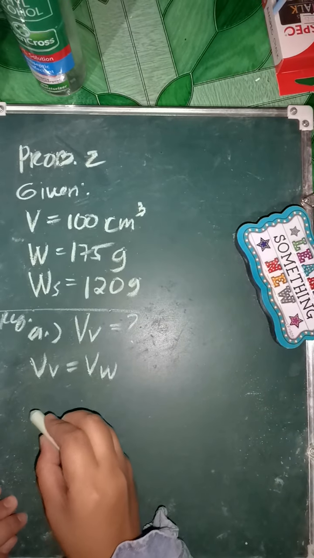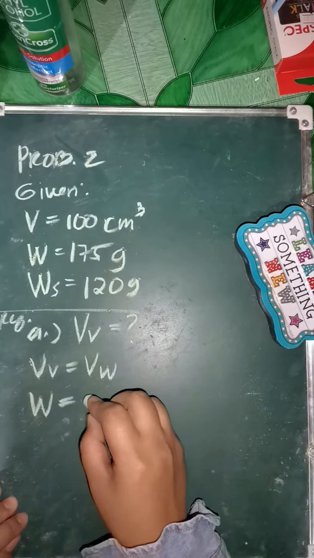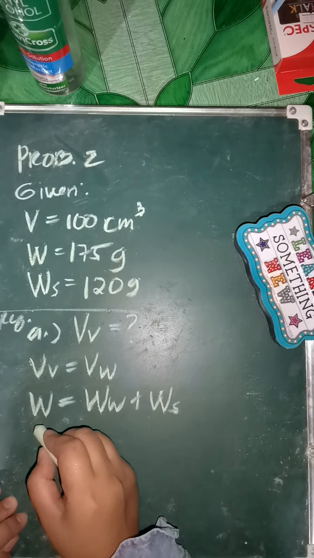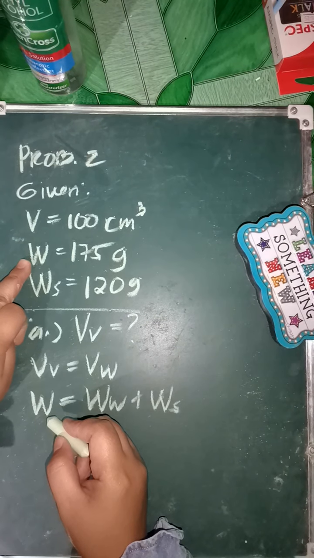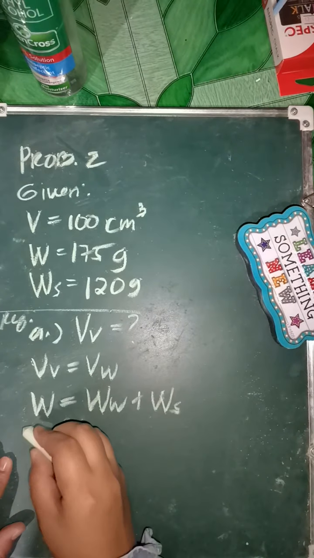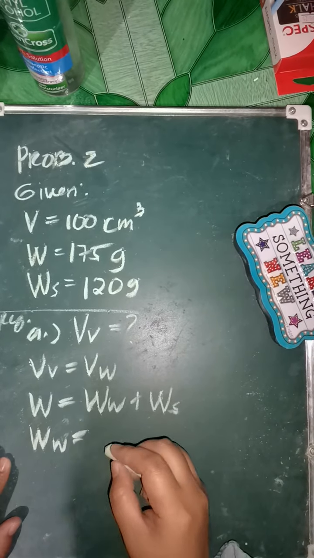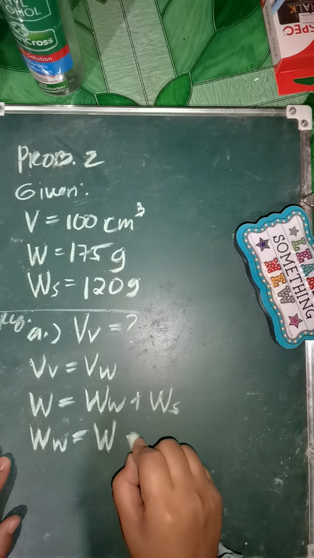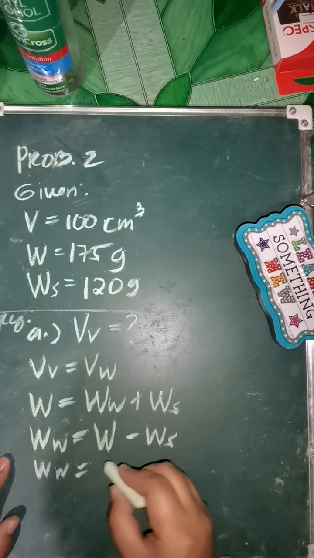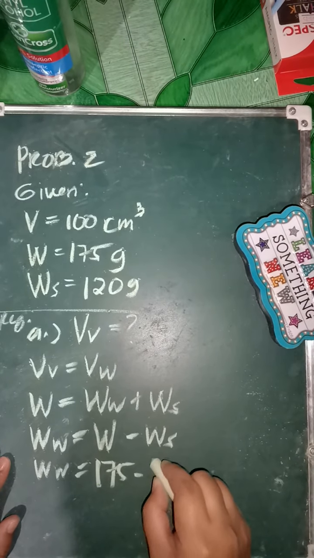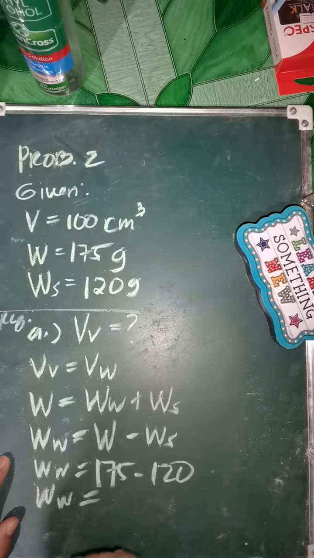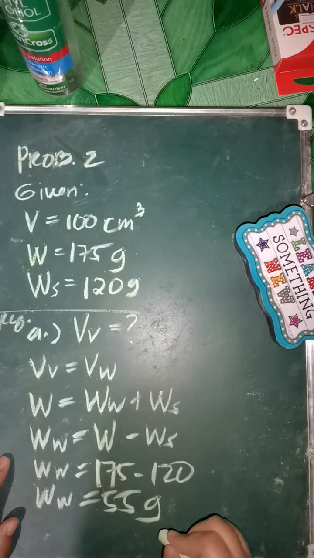So we have the weight equivalent to the weight of water plus the weight of solid. We have the value for the total weight, that is 175 grams, and the weight of the solid. What is unknown here is the weight of the water. So the weight of the water is the total weight minus the weight of the solid. The weight of water is 175 minus 120, so the weight of water is 55 grams.